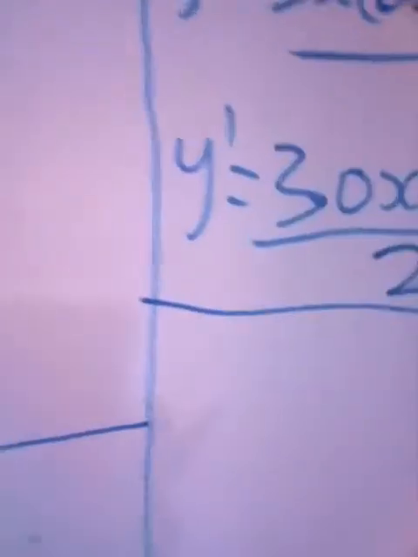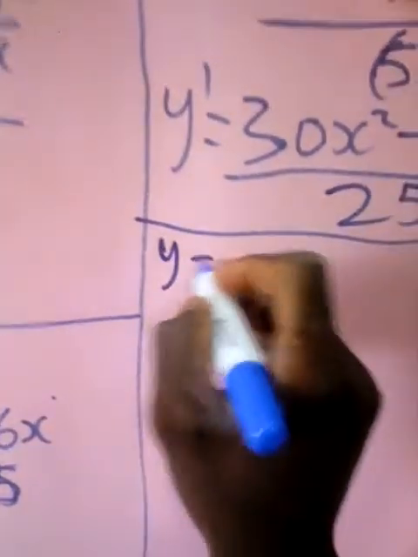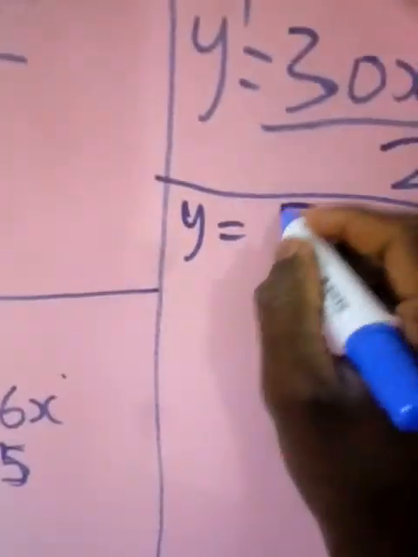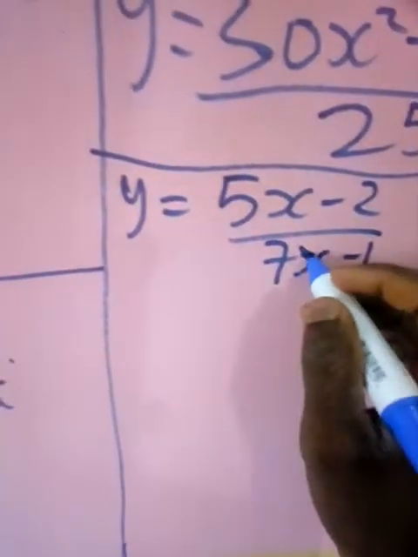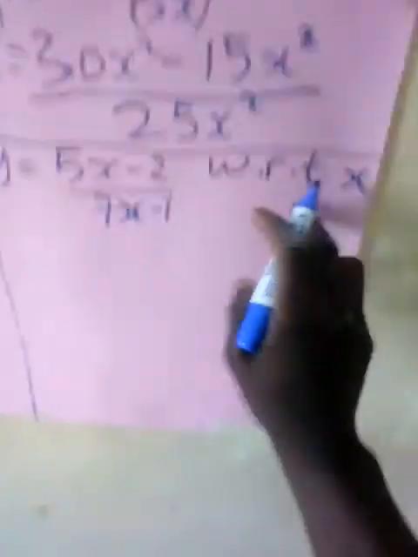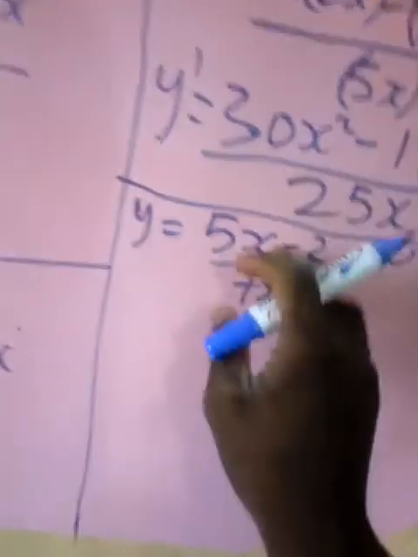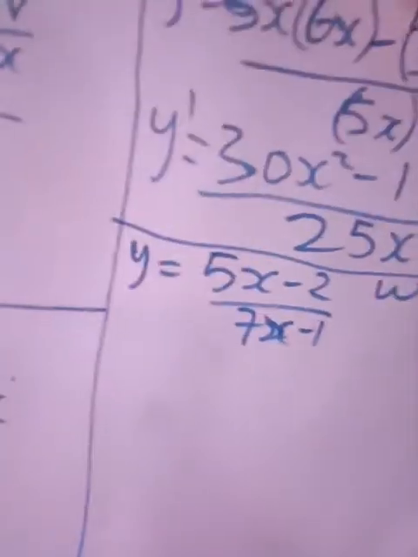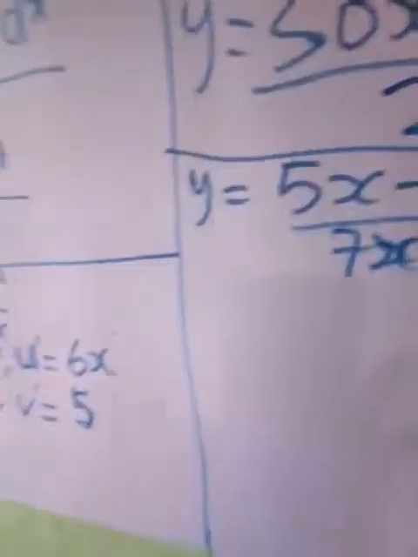So let's try another example. If I have 5x minus 2 all over 7x minus 1, and I'm told to differentiate this with respect to x, with respect to WRT, remember? Okay, with respect to x. Since this is differentiation, I know that for every division in differentiation, I'm going to be making use of quotient rule.